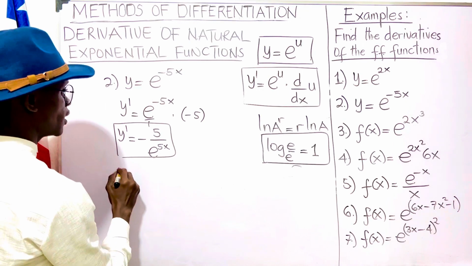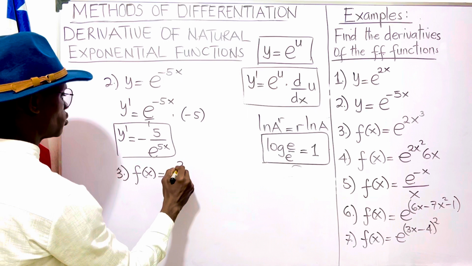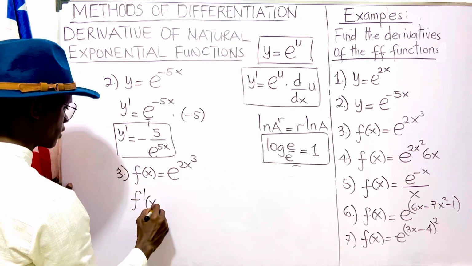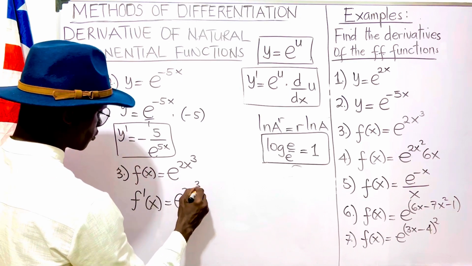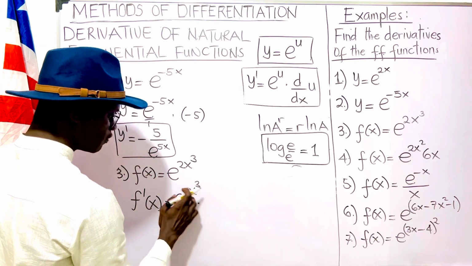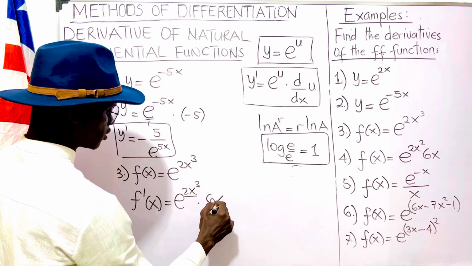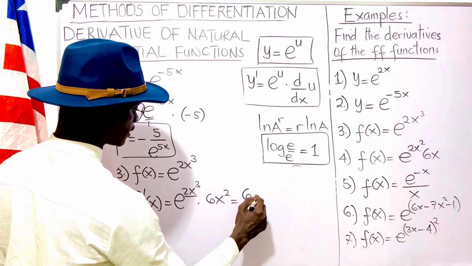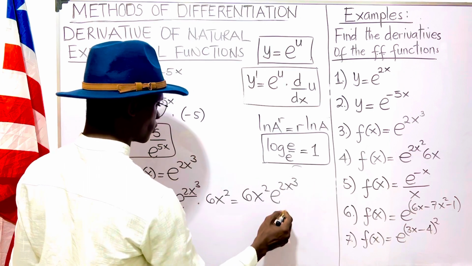Question 3 says f of x is equal to e raised to the power 2x cubed. Again, for f prime of x, you just rewrite e raised to the power 2x cubed times the derivative of the power. So 3 times 2 is 6. Subtract 1 from the power is 2. So finally, we get 6x squared e raised to the power 2x cubed.